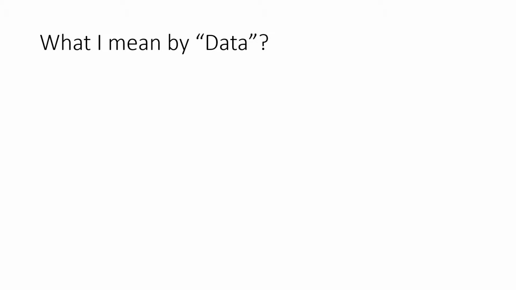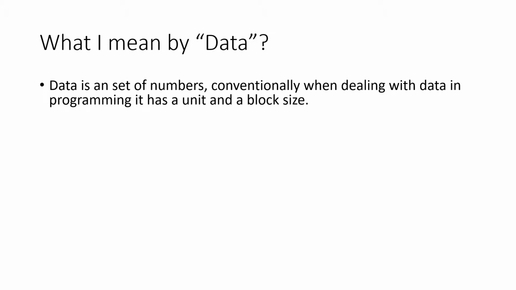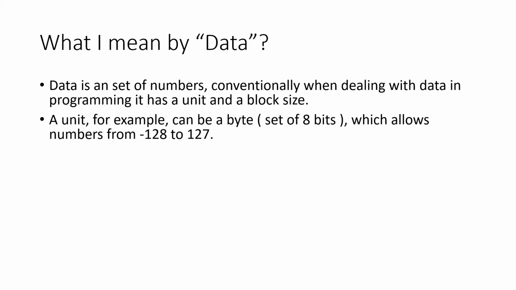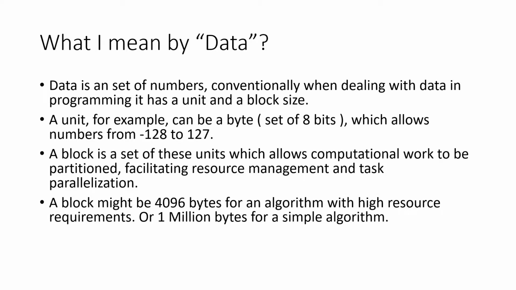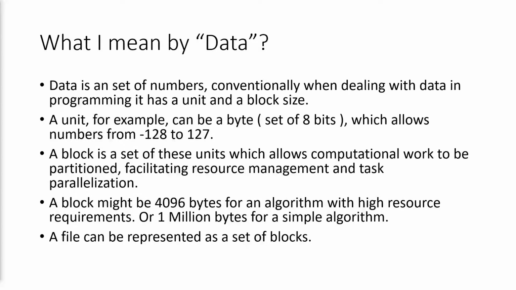First of all, what do I mean by data? Data is a set of numbers. Conventionally, when dealing with data in programming, it has a unit and a block size. A unit, for example, can be a byte, a set of 8 bits, which allows for numbers from -128 to 127. A block is a set of these units which allows computational work to be partitioned, facilitating resource management and task parallelization. A block might be 4096 bytes for an algorithm with high resource requirements, or 1,000,000 bytes for a simple algorithm. This ties us back to the most common data abstraction, a file. A file can be represented as a set of blocks.